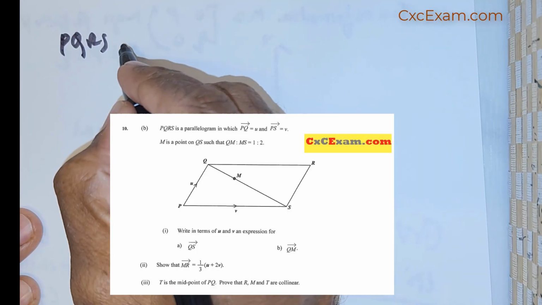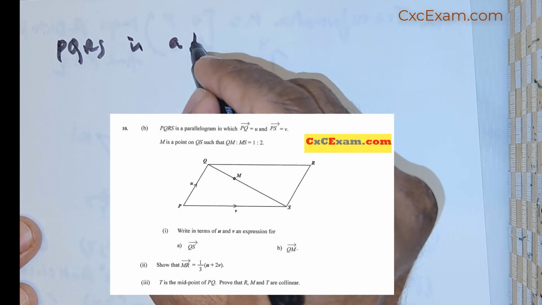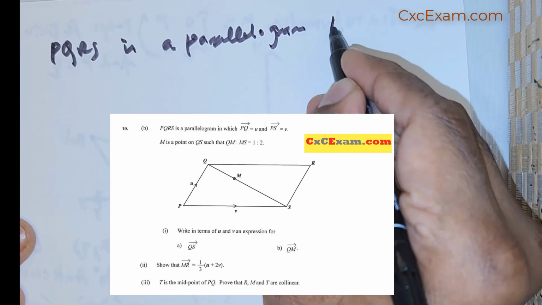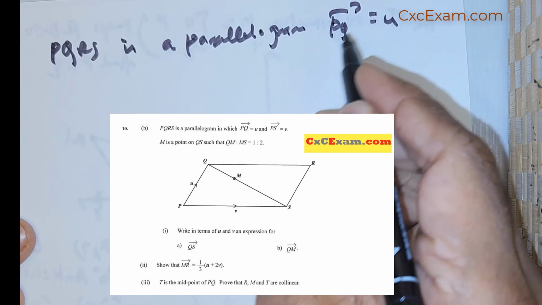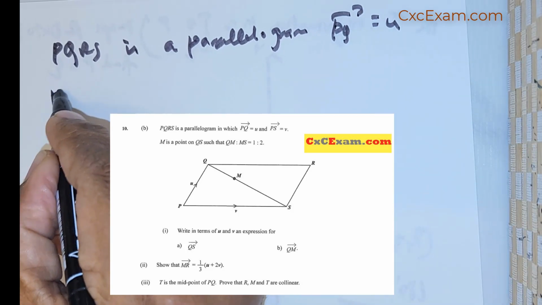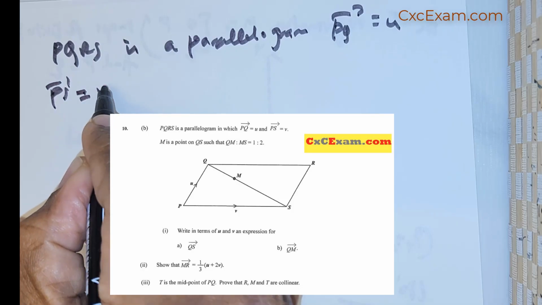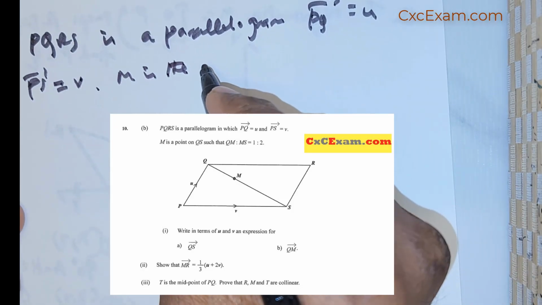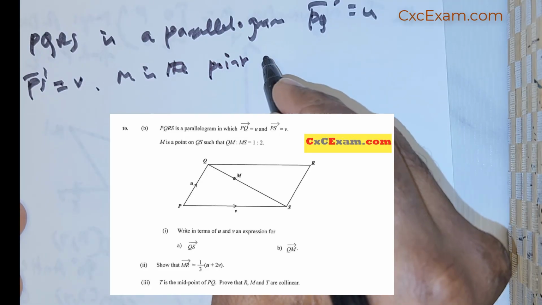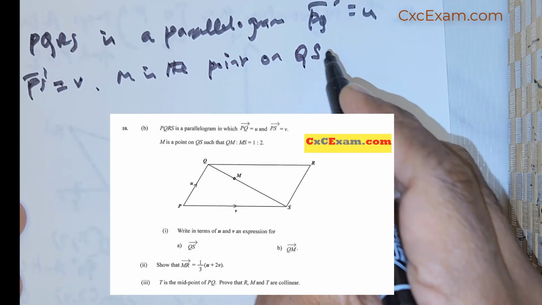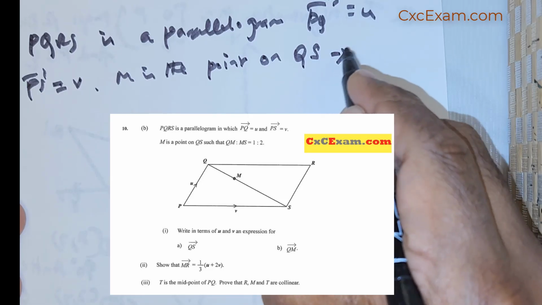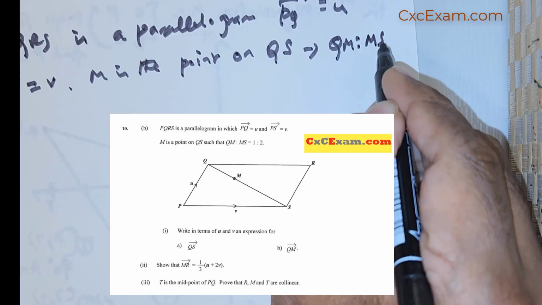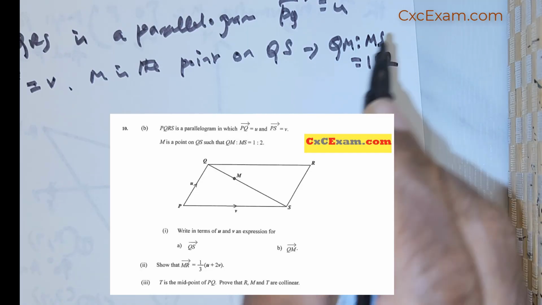Okay, the next question we're being given. PQRS is a parallelogram with PQ vector equal to U and PS vector is equal to V. M is the point on QS such that QM to MS is in the ratio of 1:2.